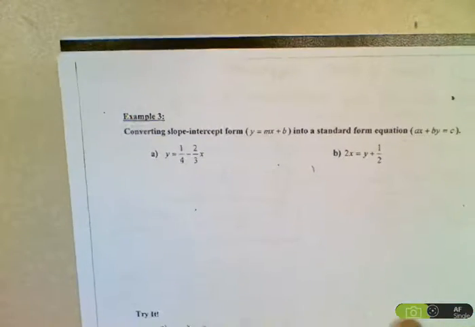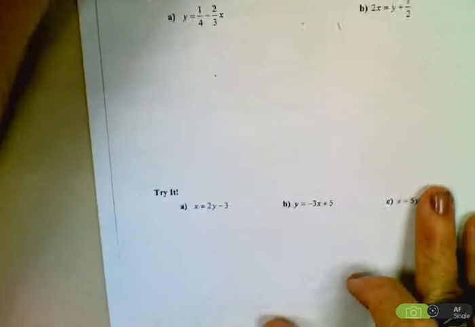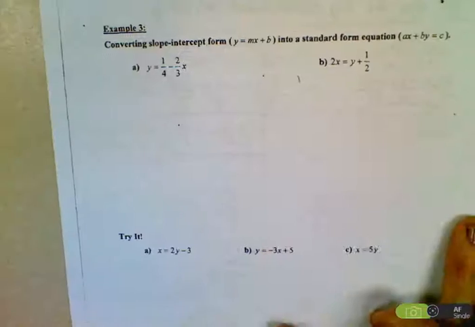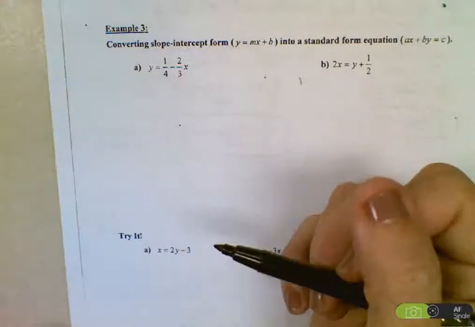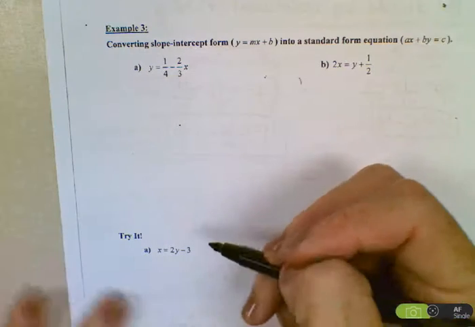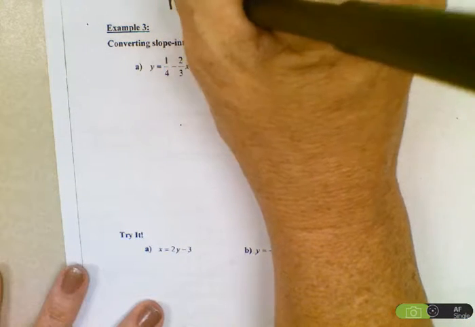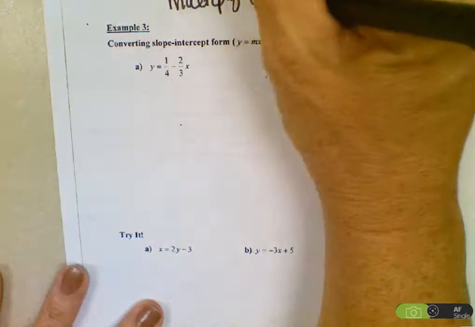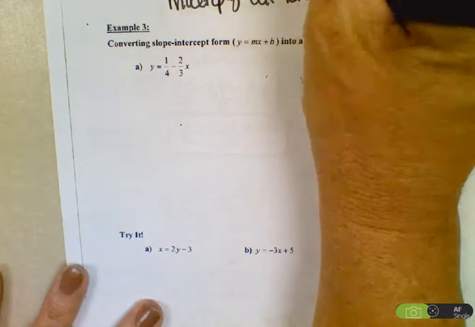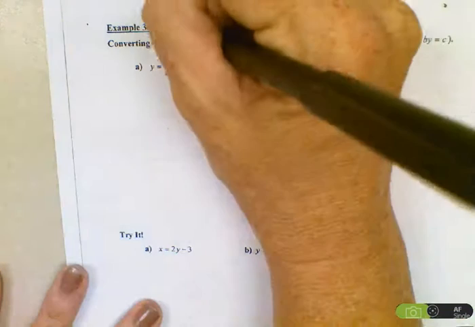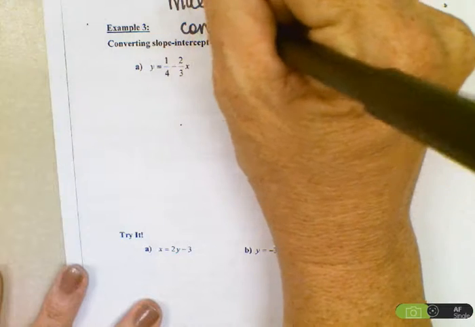Okay, so now we're doing the opposite. And this is one of the reasons that I had you do fraction busters yesterday and the day before, to make sure that you know how to get rid of those fractions. So remember that you're going to multiply all terms by the common denominator and then cancel out.